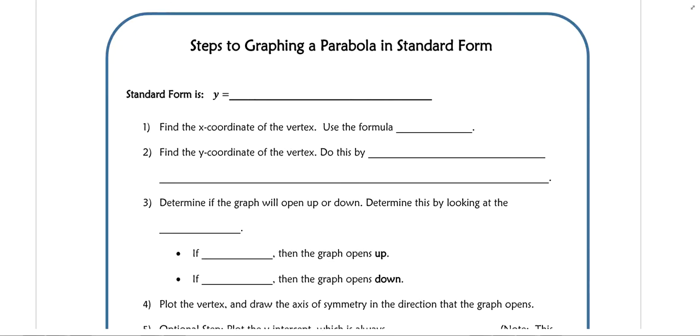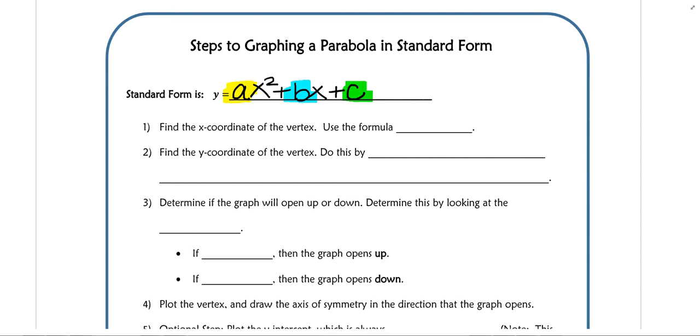Alright, welcome to a video that's going to look at some steps to graphing a parabola in standard form. So a parabola in standard form is something of the form y equals ax squared plus bx plus c, where a is the coefficient in front of the squared term, b is the coefficient in front of the x term, and c is a constant.